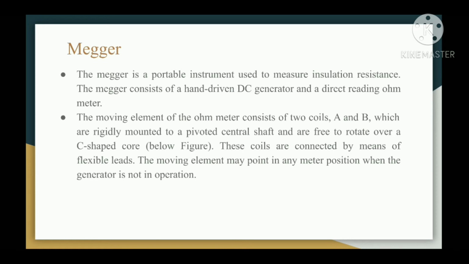Next is the Megger. The Megger is a portable instrument used to measure insulation resistance. The Megger consists of a hand-driven DC generator and a direct reading ohm meter. The moving element of the ohm meter consists of two coils A and B, which are rigidly mounted to a pivoted central shaft and are free to rotate over a C-shaped core. These coils are connected by means of flexible leads. The moving element may point in any meter position when the generator is not in operation.